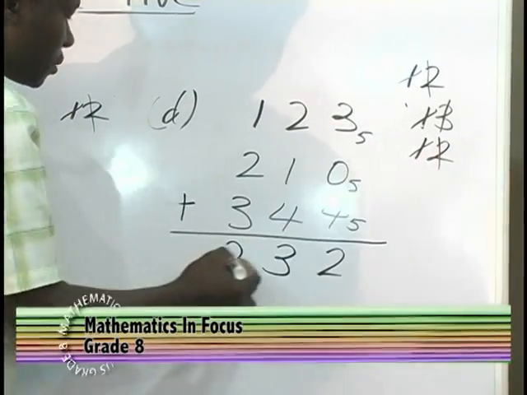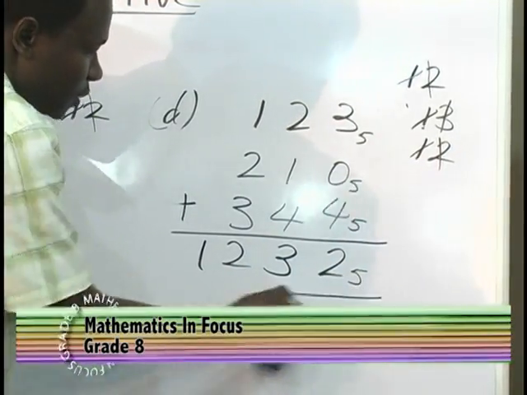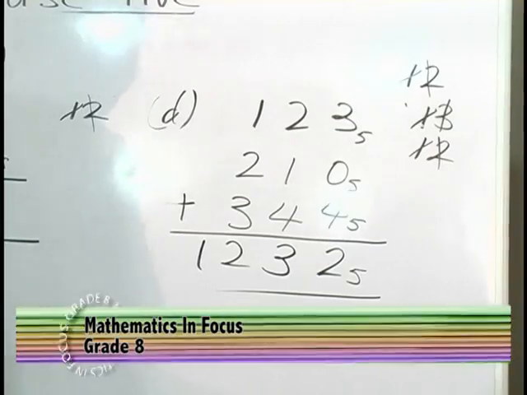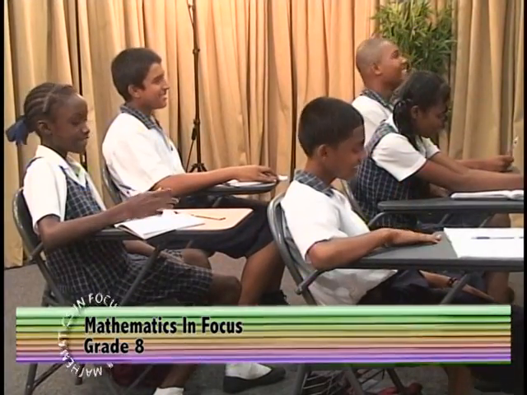So we bring the 1 across. 1, 2, 3, 2. So our answer is 1, 2, 3, 2 in base 5. Okay, good. So this is how we add.